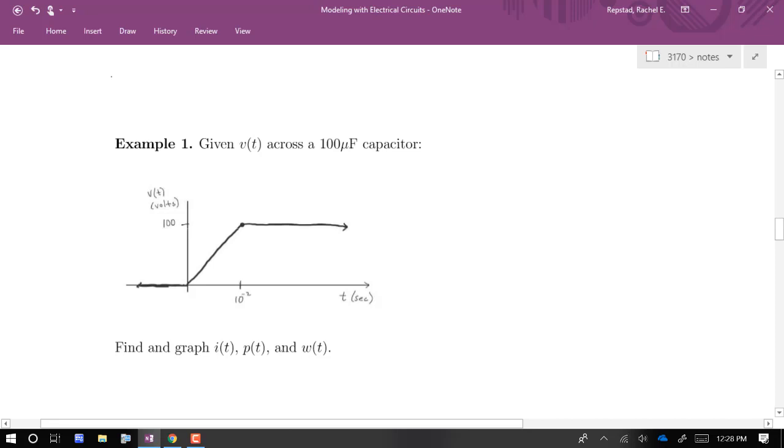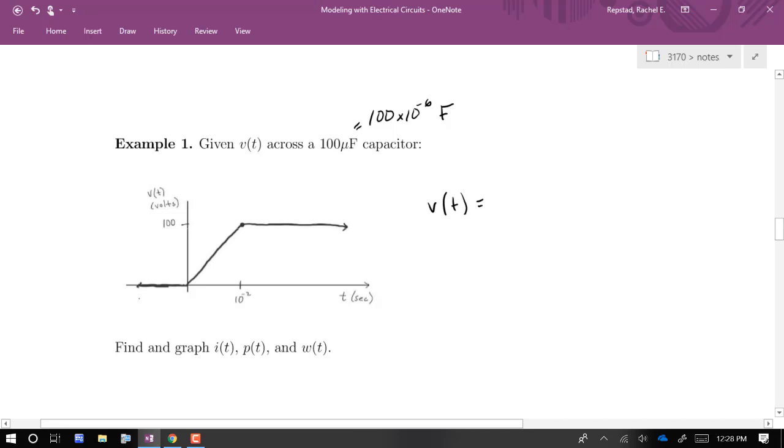All right, in this example, we're given a voltage function in the form of this graph, and this voltage is across a 100 microfarad capacitor. So this is 100 times 10 to the negative 6 farads. We want to use this and graph the current, power, and energy. So the first thing we could do is, using this graph, come up with a piecewise defined function for the voltage.